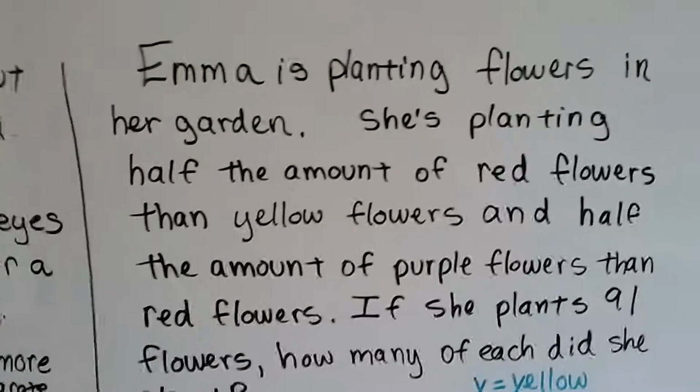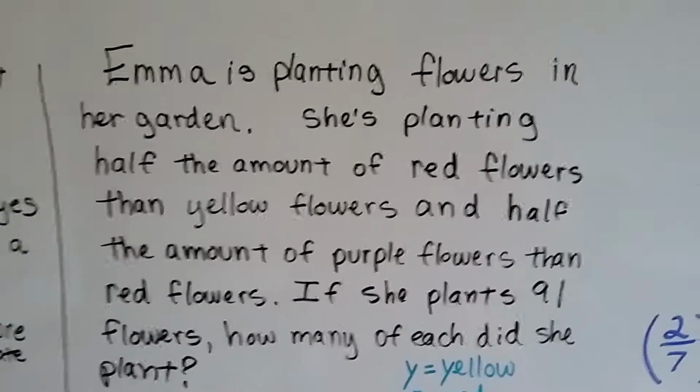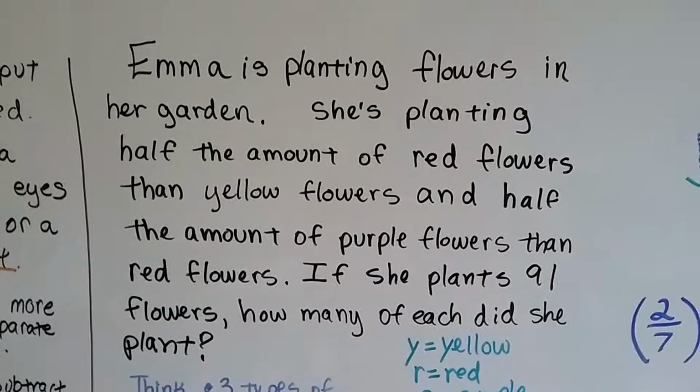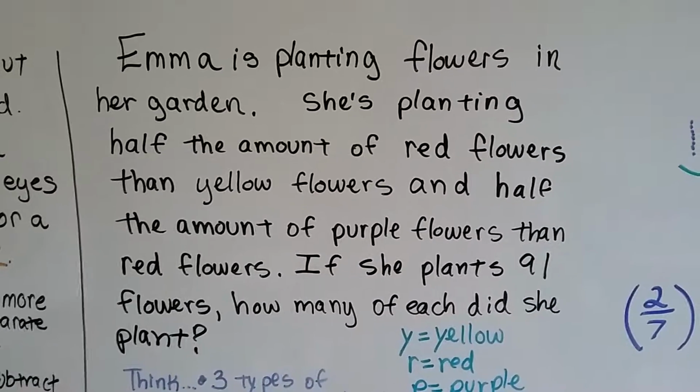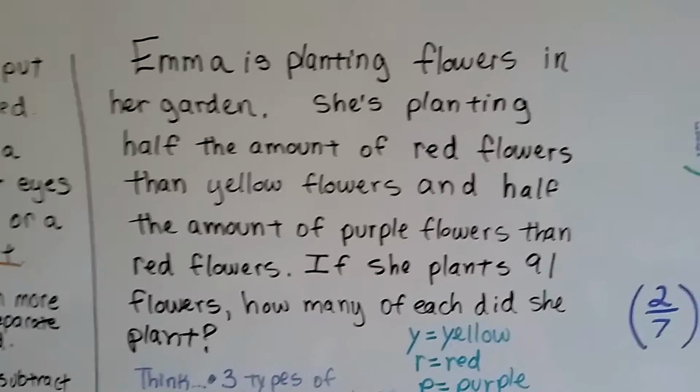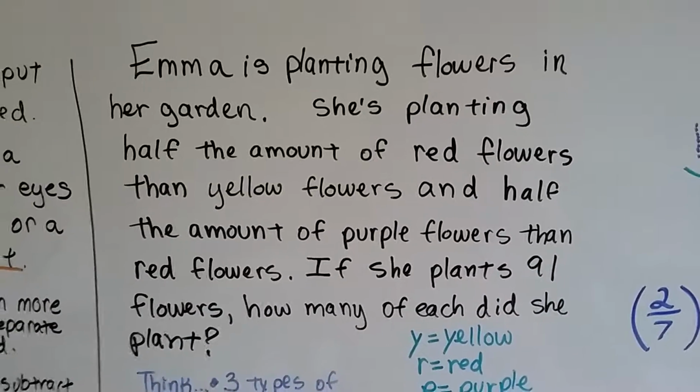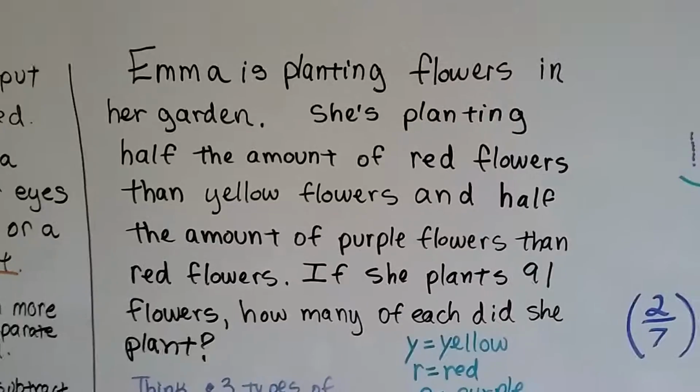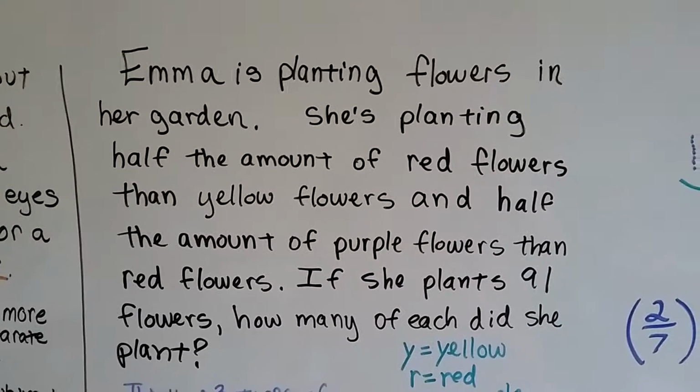Emma is planting flowers in her garden. She's planting half the amount of red flowers than yellow flowers and half the amount of purple flowers than red flowers. If she plants 91 flowers, how many of each did she plant? She's planting a lot of flowers.